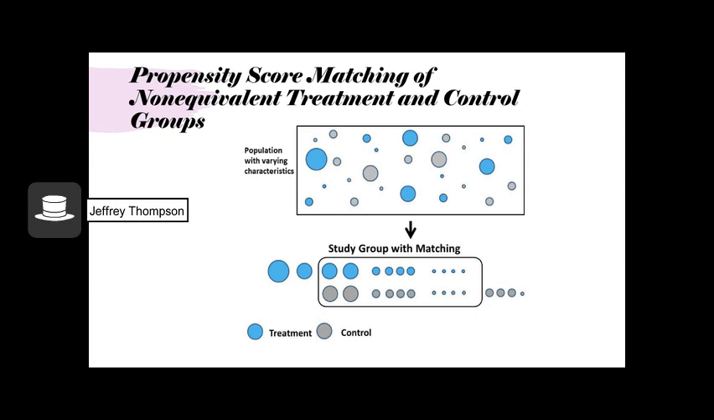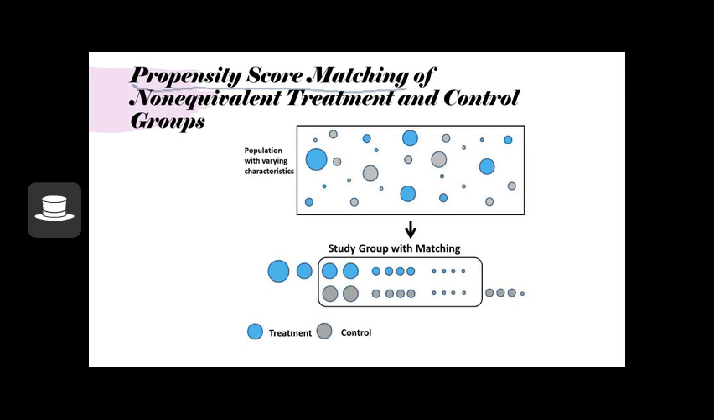A slightly fancier way of dealing with non-equivalent groups is what's called propensity score matching. Propensity score matching is when you take people with specific characteristics, and you make sure that they are equally represented in each group.